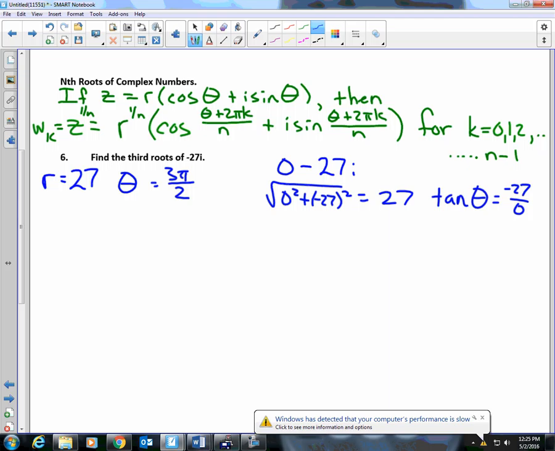So therefore, the trigonometric form of the complex number is 27 times the cosine of 3 pi over 2 plus i sine of 3 pi over 2. If you cannot put complex numbers into trigonometric form, you're behind. Okay, that's a skill that after Thursday we want to have mastered.